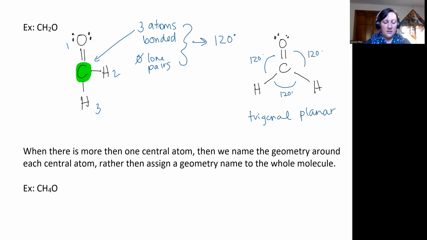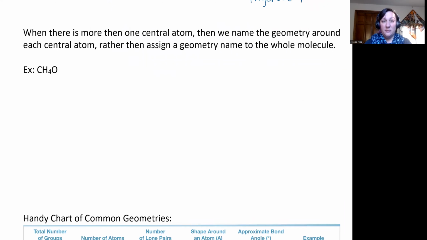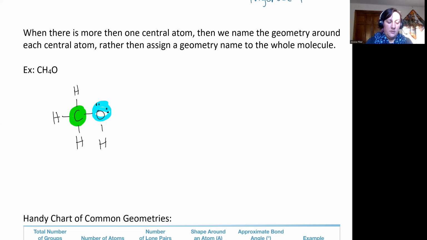All right, so let's look at a little bit more complicated example. Sometimes there is more than one central atom, and that can make things a little bit more challenging. So let's take our methane molecule that we had built, and I think our Lewis structure looked something like this. All right, so for this to translate into 3 dimensions, I'm going to recognize that I have multiple atoms that have more than one bond, this carbon and this oxygen.